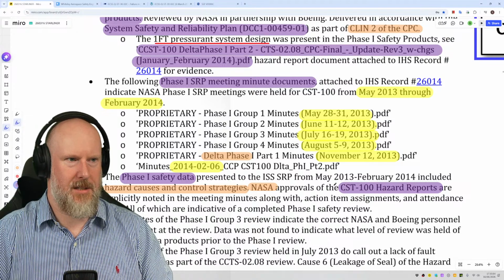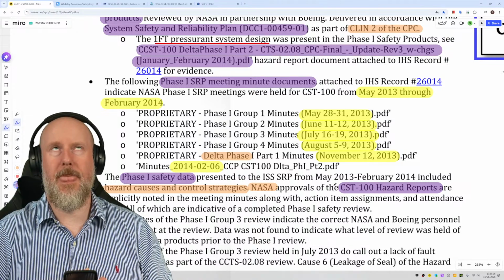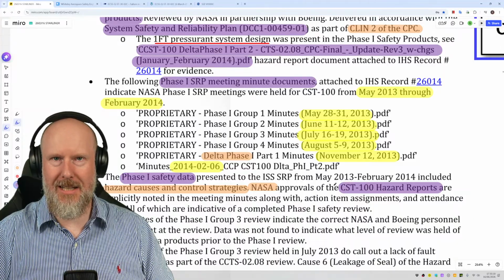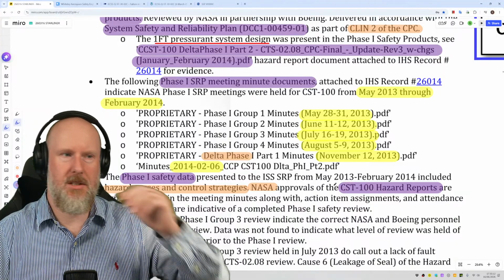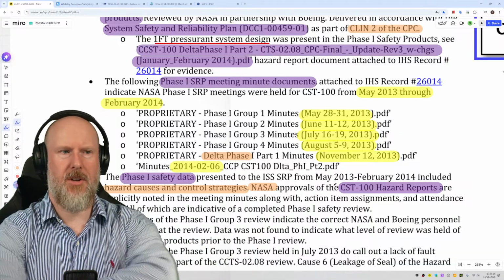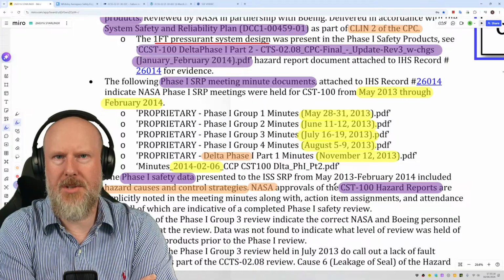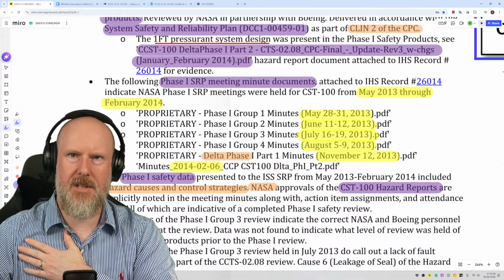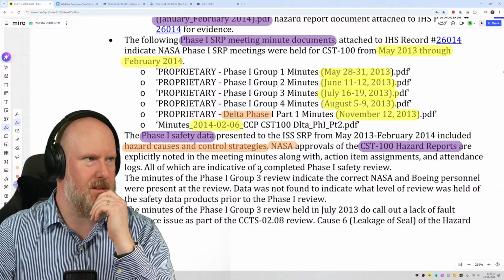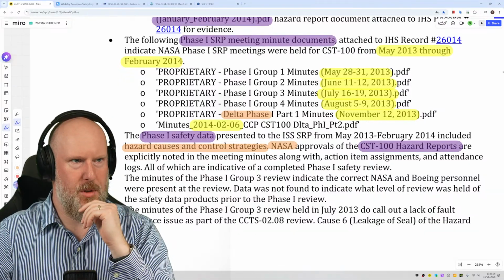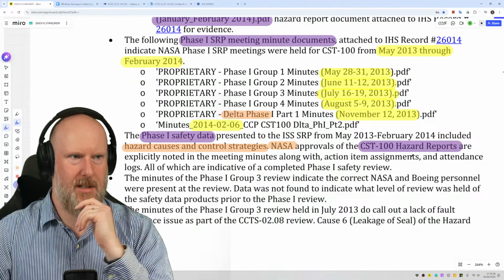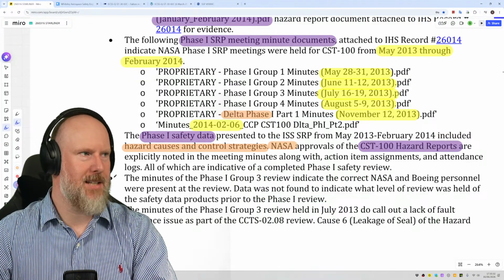What safety analysis methods did they use? Did they use functional hazard assessment to define failure conditions and then use those for the top events on the fault trees and then do some fault tree analysis? Or what process did they actually use? What safety process did they use? Why was it adequate? Why did it make sense? So NASA approvals of the hazard reports are explicitly noted in the meeting minutes along with action item assignments and attendance logs.